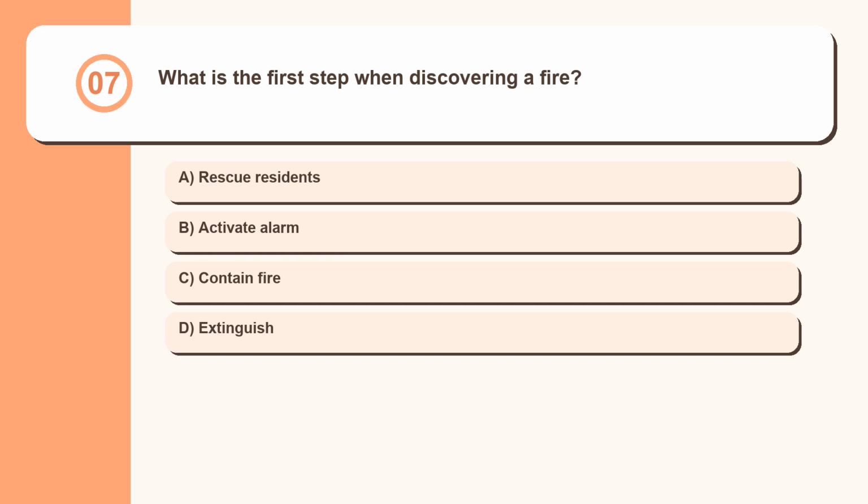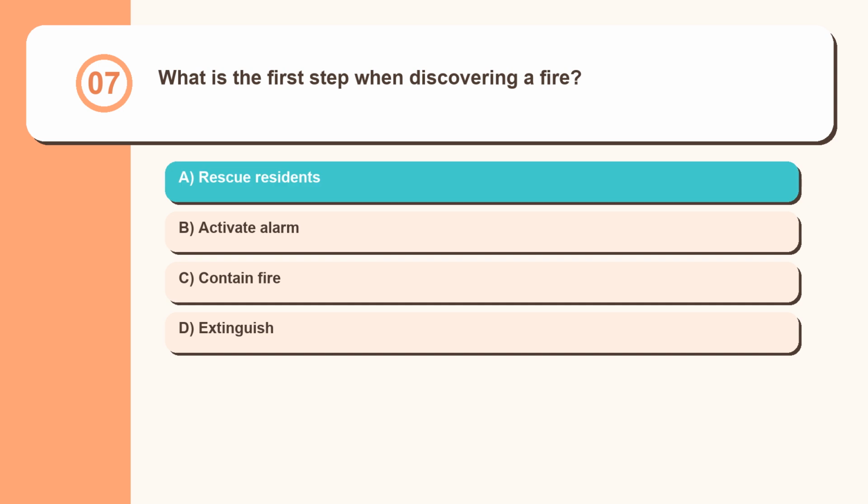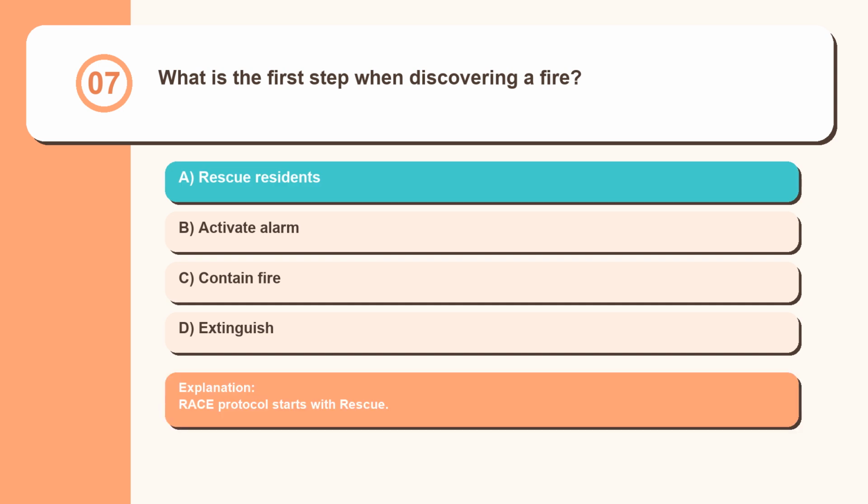Question 7. What is the first step when discovering a fire? Rescue residents. Activate alarm. Contain fire. Extinguish. RACE protocol starts with rescue.